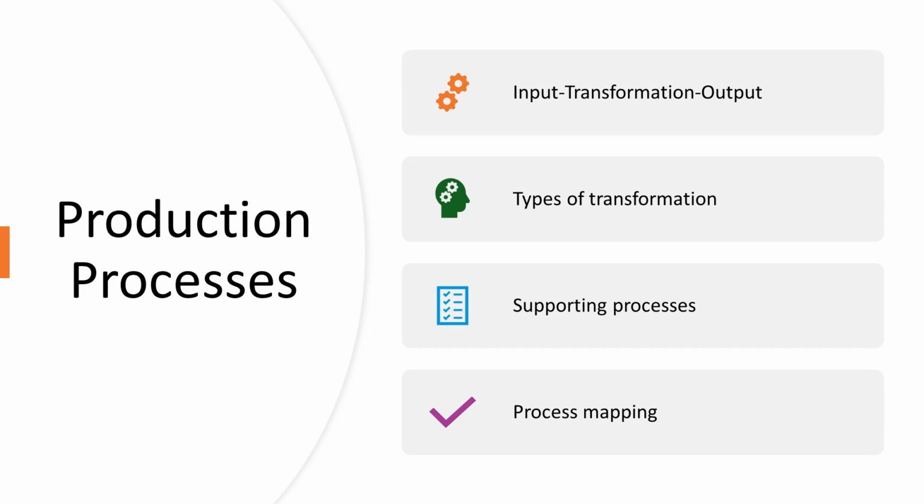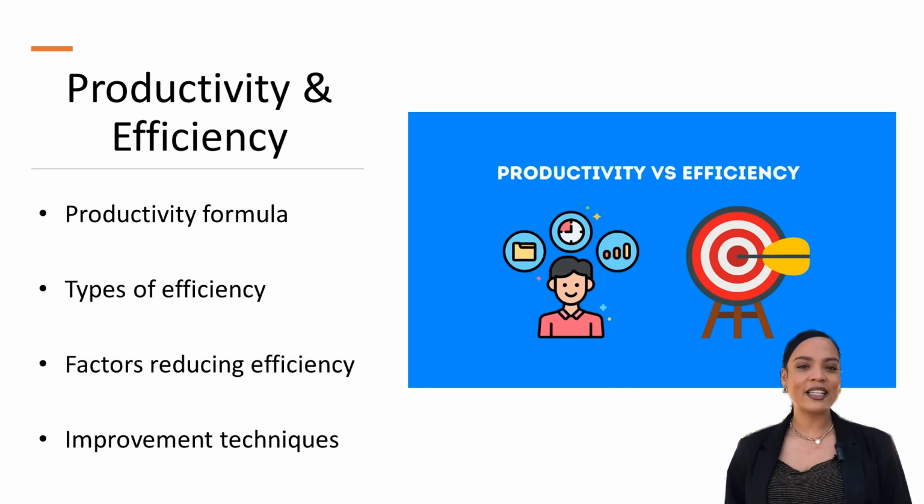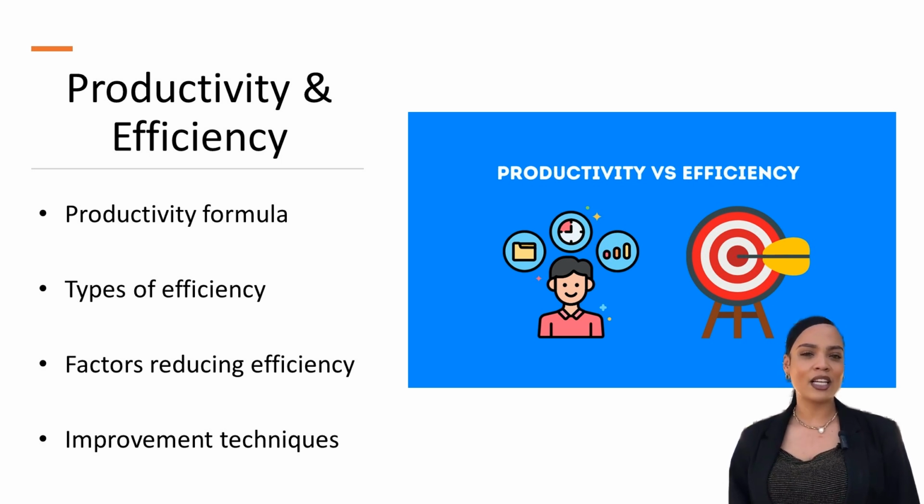Once processes are in place, the next focus is improving productivity and efficiency. Productivity and efficiency are core responsibilities of every production supervisor. Let's take a look at 1. Understanding productivity. Productivity equals output divided by input. This measures how effectively resources are used. Improving productivity requires balancing labor, machines, materials, and time.